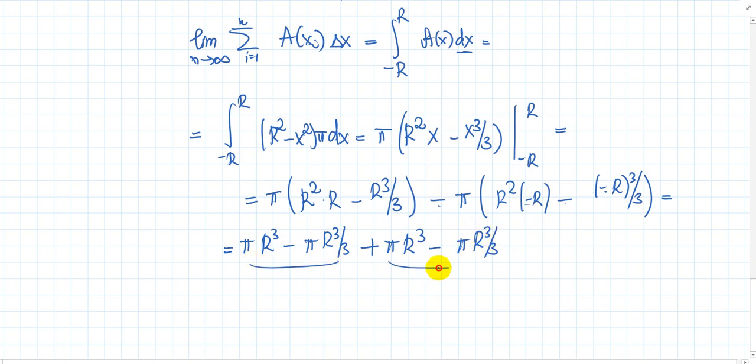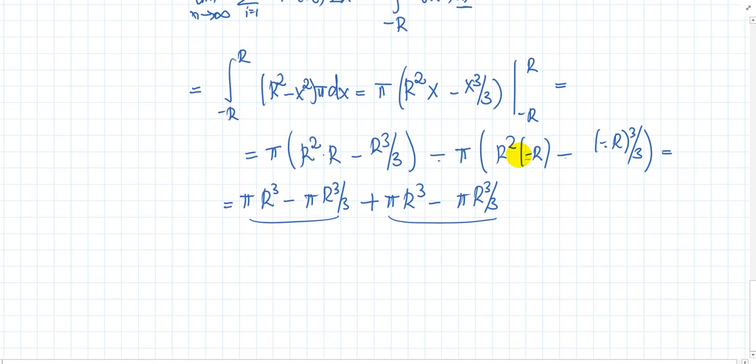So this is the same as this one, actually. If you subtract 1 over 3 from 1, what will you have? 2 over 3, right? So the first part is equal to 2 over 3 pi R cubed. The second part is the same, 2 over 3 pi R cubed. If you sum them, you will get 4 over 3 pi R cubed.